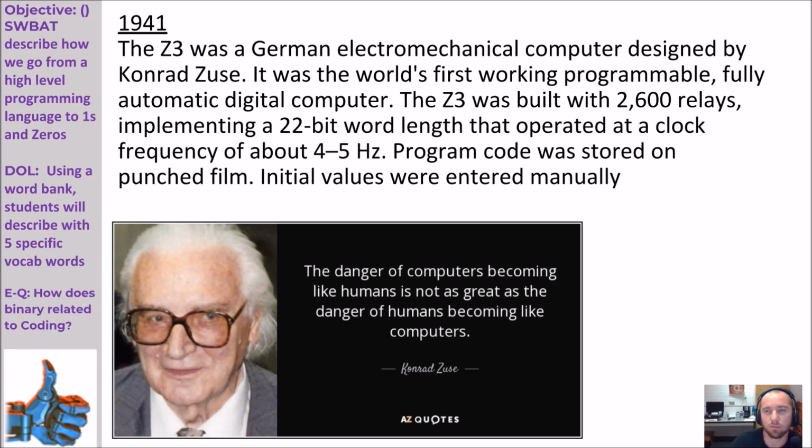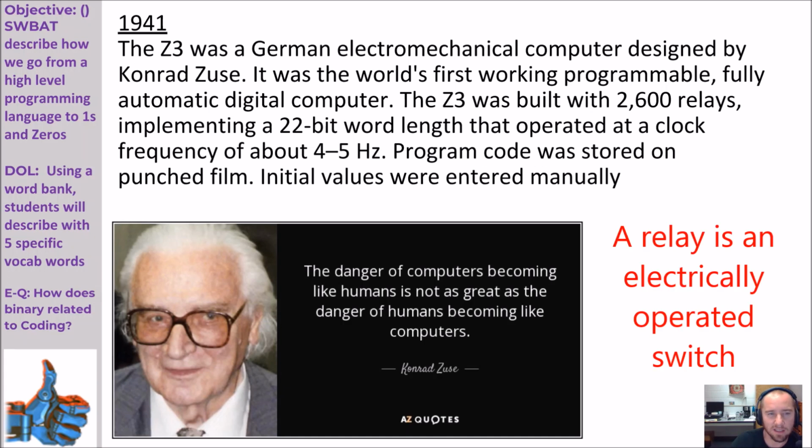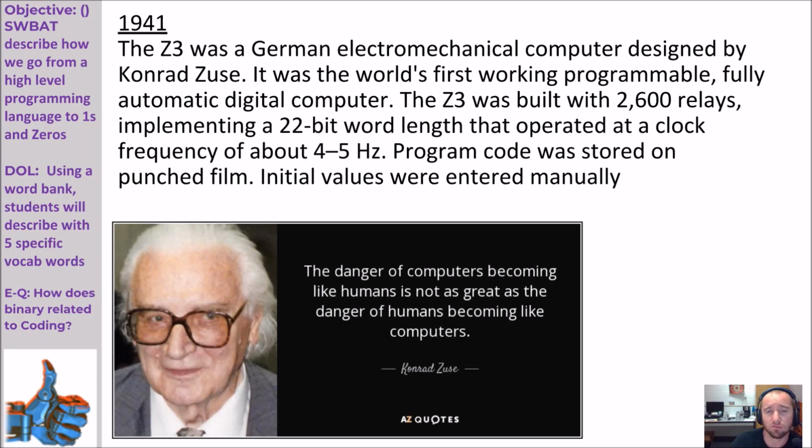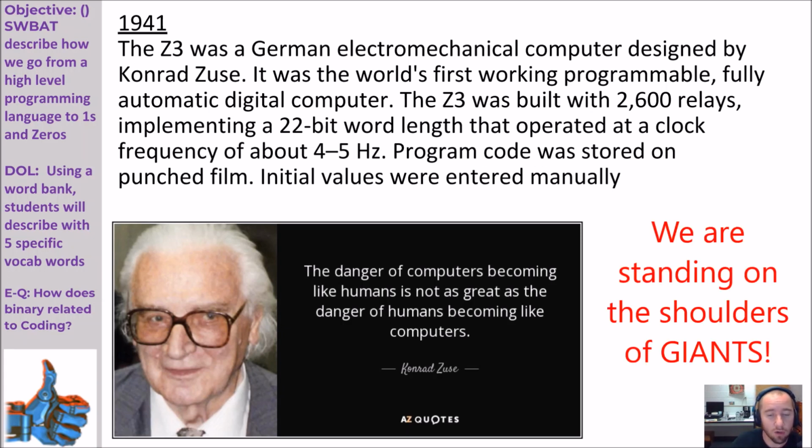The Z3 was built with 2,600 relays, implementing a 22-bit word length that operated at a clock frequency of about 4 to 5 hertz. That is really slow compared to what you know a computer can operate at now. My lab computers are currently at 3 gigahertz. Now the code for this computer was stored on punched film, and the initial values of variables had to be entered manually.